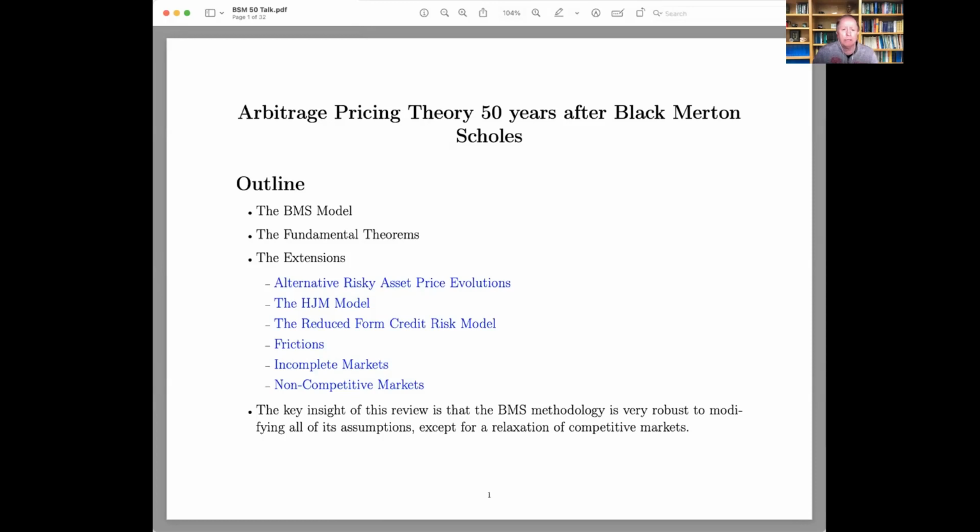The key insight, the key takeaway from the review is that the BMS methodology is very robust to modifying all of its assumptions, except perhaps for the relaxation of the competitive market assumption. And we'll understand why and get into this later.